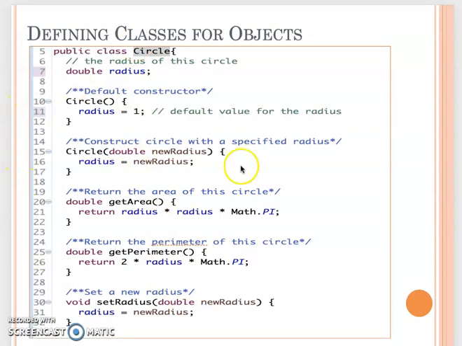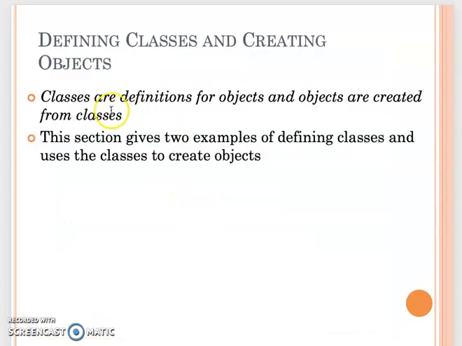So after we finish the Circle.java file, let's create a circle object. A class is the definition for an object, and the object is created from the class. So the next one is, we have the class defined, then how to create the object.